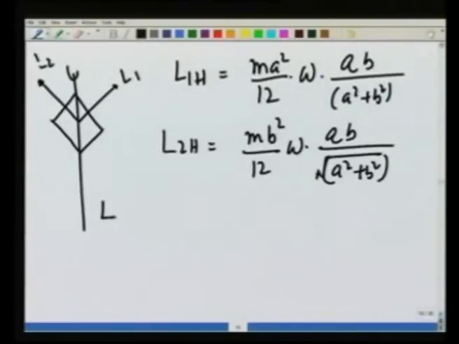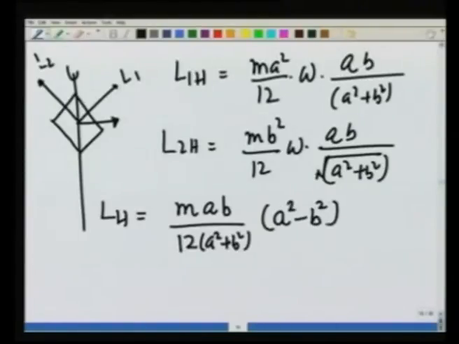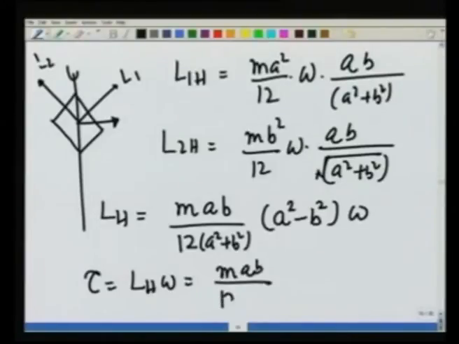And therefore, L horizontal going to the right is equal to m a b over 12 times a square plus b square times a square minus b square. And therefore, the torque, which is L horizontal times omega, is going to be m a b over 12 times a square plus b square times a square minus b square times omega square.